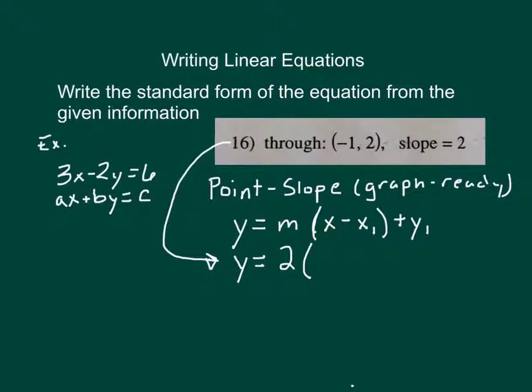Now x1, y1 is your point. So what is the x coordinate of the point? What's the x coordinate of our point right here? Negative 1, comma 2. So the x coordinate is negative 1. So I'm going to put a plus 1 right here. And since the y coordinate is 2, I'm going to put a plus 2 at the end. And that's it. That's your point slope form.